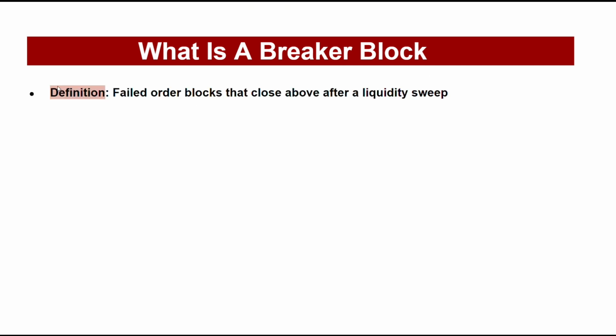So the definition of a breaker block is a failed order block. Failed order blocks that are closed above post liquidity sweep. So first of all, liquidity sweep. That's number one. Number two, we have to have an order block that we want to see price react from. Number three, is it closed above? So a failed order block, because it is closed above, and it's after a liquidity sweep.